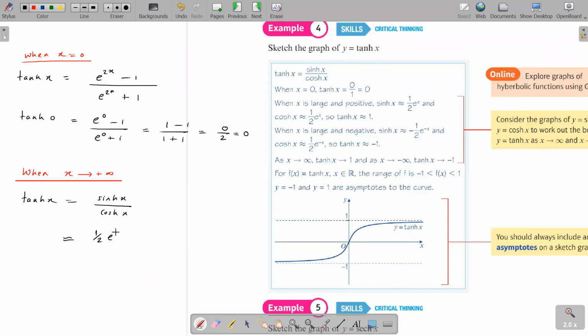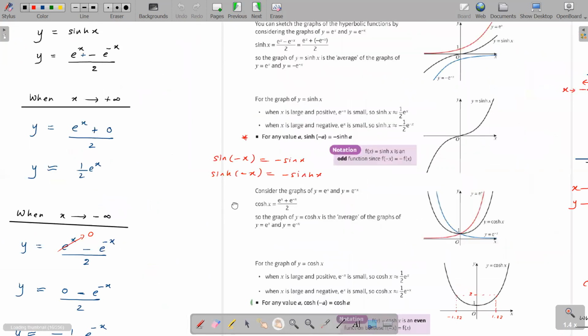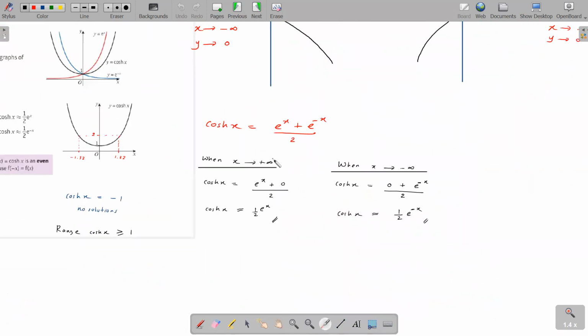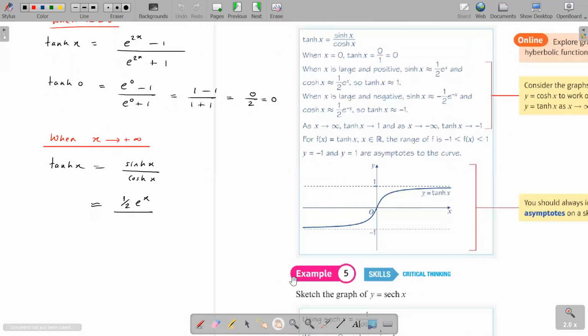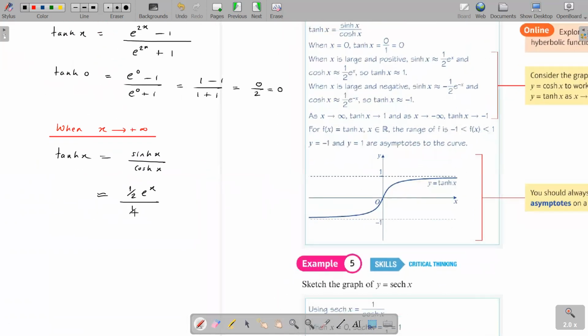So it's half e to the power x. Divide by, what about the cos x value? When x approaches positive infinity, cos x... So we found here, right guys? Here cos x, when x approaches positive infinity, cos x approaches half e to the power x. So it's half e to the power x here. So divide by half e to the power x. So you can see they are equal to each other. So it cancels out and tangent x is approximately equal to 1.